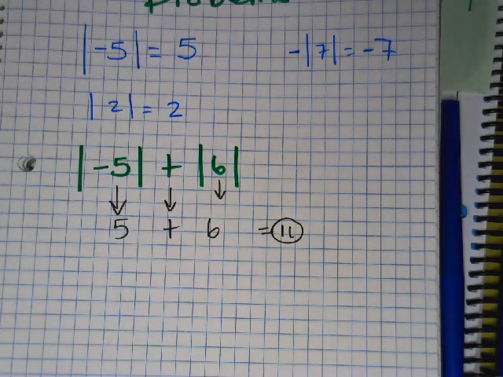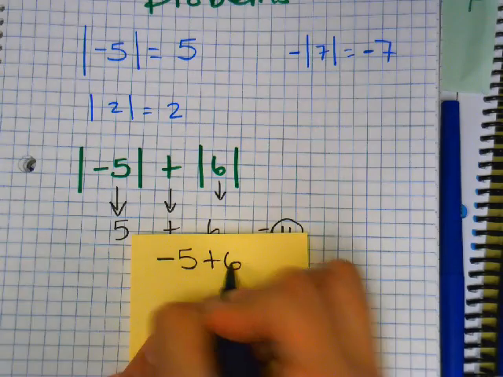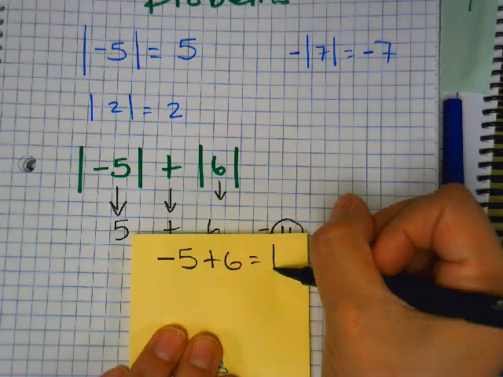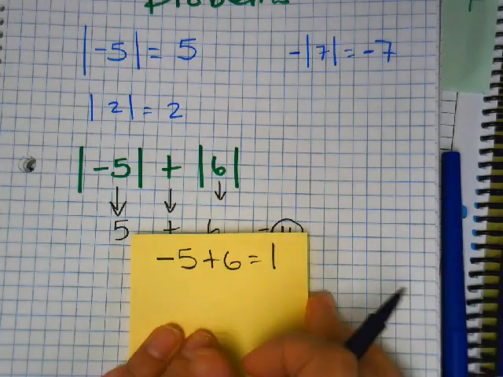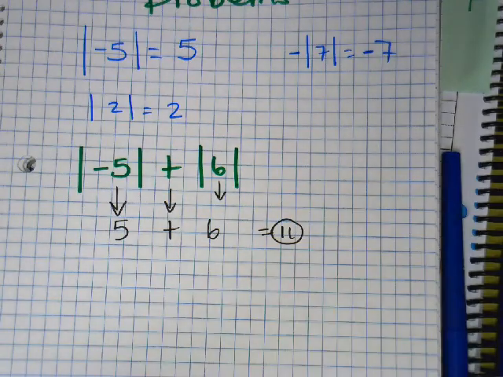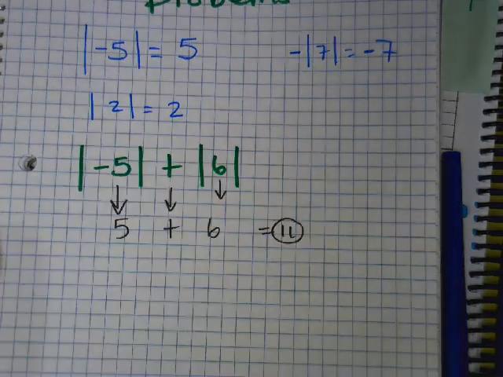You don't add them before. I don't get 1 here. Okay? Because if it was this, no bars, no absolute value, my answer would be 1, right? But because they're in absolute value, we do the absolute value first. Kind of like order of operations. What do you do first? Parentheses. What do you do first here? Absolute value. Okay?